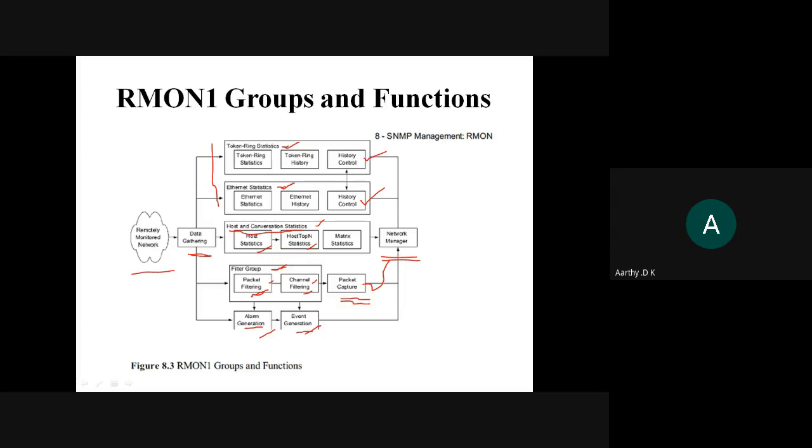Then we saw the filter group. What the filter group will do is, for the incoming packets it has got, it will filter them by performing a Boolean XOR operation. Once it is filtered, we call it a channel. After filtering, you can also have either an alarm or an event generation happening. After all your packets are filtered, they are stored in the packet capture module. This packet capture module will be used by the network manager to analyze all the information available in it. So these are the different groups and their functionality.